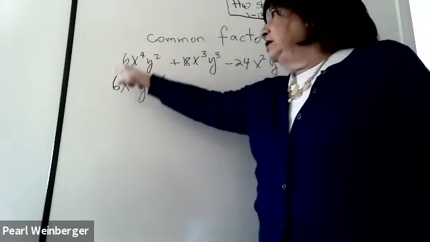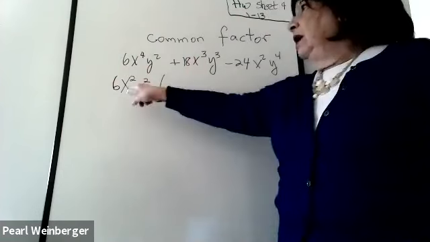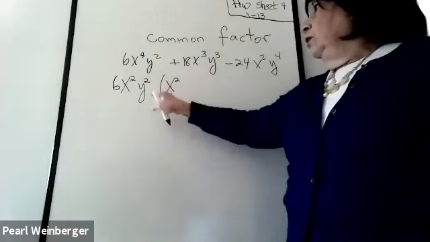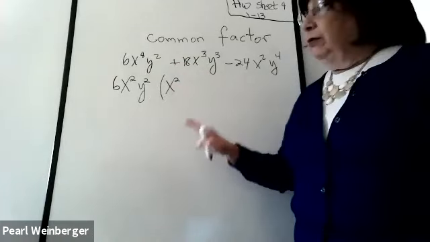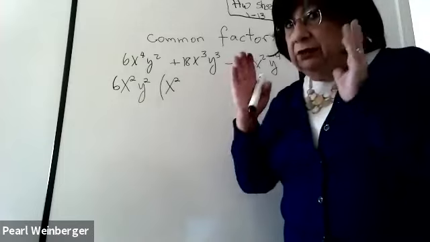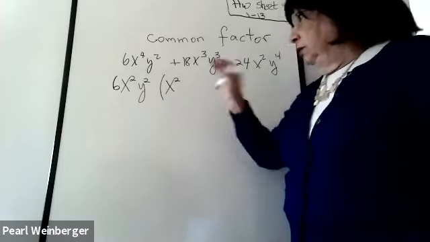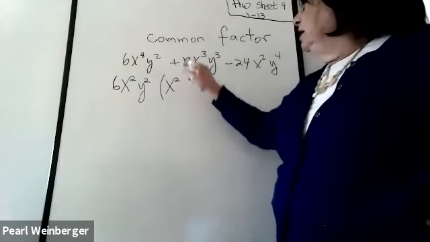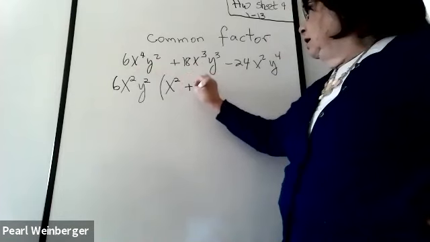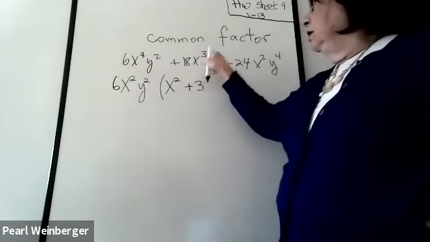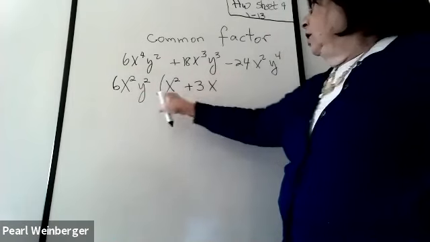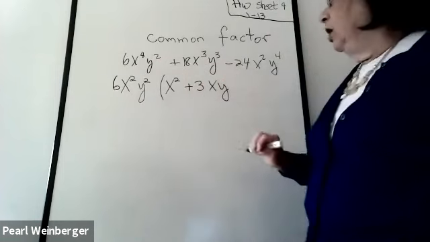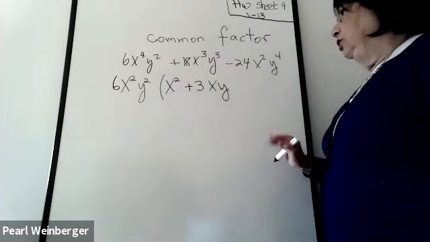So we divide. 6 into 6 cancels out. X squared into x fourth gives me x squared. Y squared into y squared cancels out. Remembering, if everything cancels out, you put a 1. Otherwise, you just put whatever's there. Okay, that's my first term. Then I do 6 into 18, which is positive 3. X squared into x third gives me plain x. Y squared into y third, again, we're subtracting the exponents. It gives me just a y to the 1, which I can write as just y.